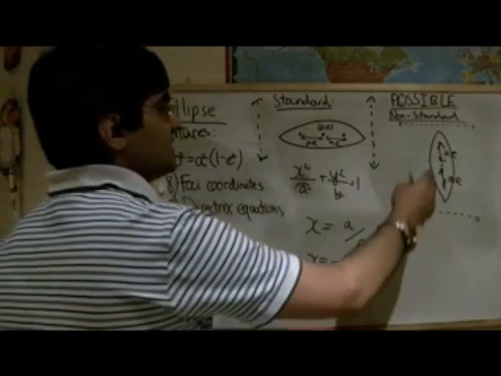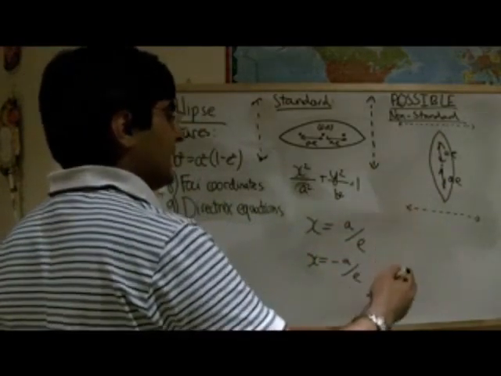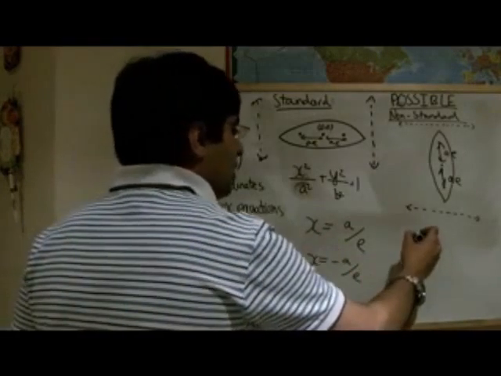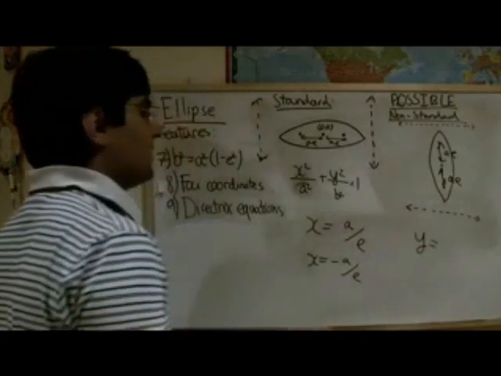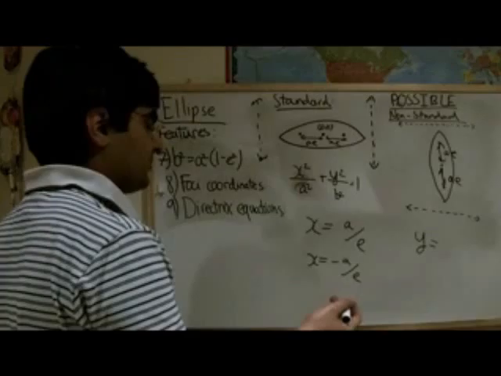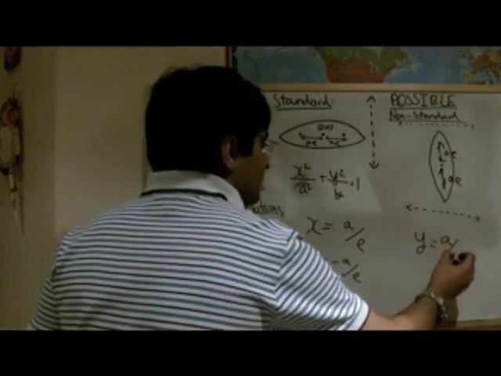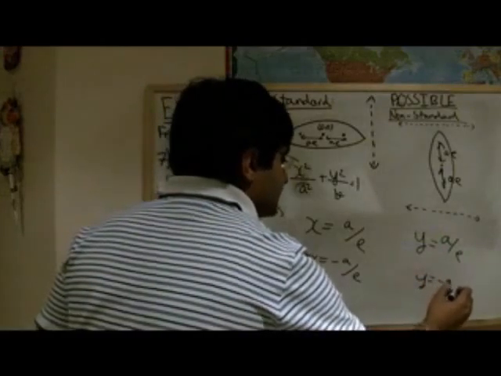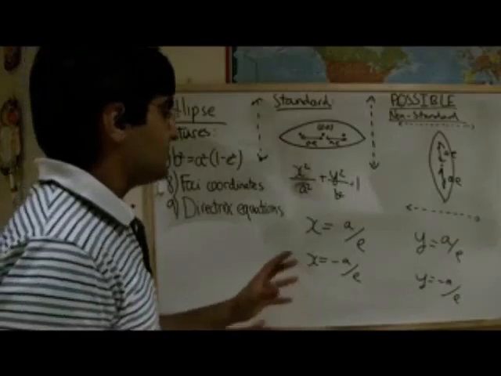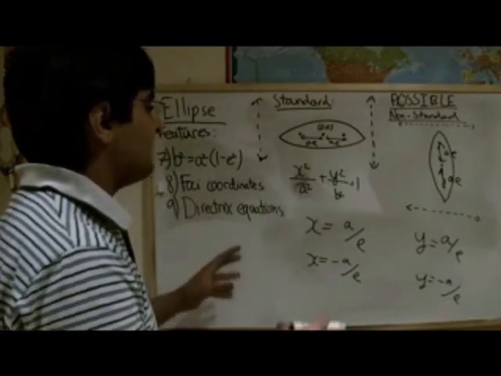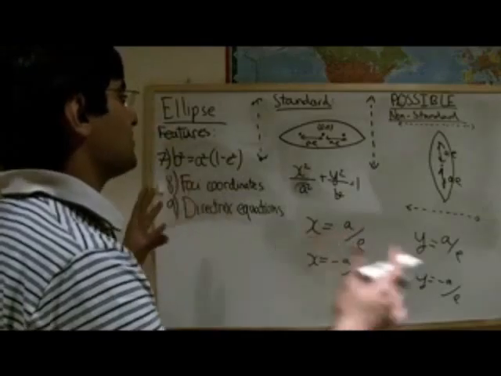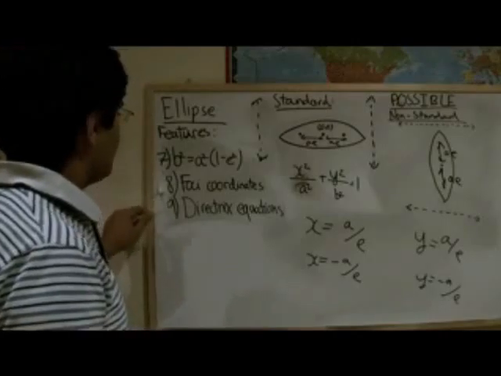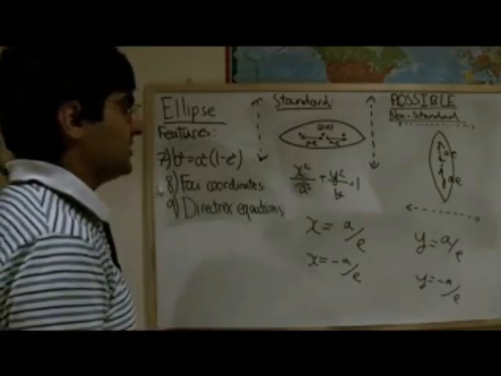If you were talking about something like this, where the major axis was the vertical axis, then obviously you wouldn't have vertical directrices, you would have horizontal directrices. And so you would have a directrix such as y equals a over e, again where a refers to half the major axis length. So directrices will always be a divided by e units away from the center on either side of it, in the exterior of the ellipse. Okay, that takes care of these three important mathematical relations.